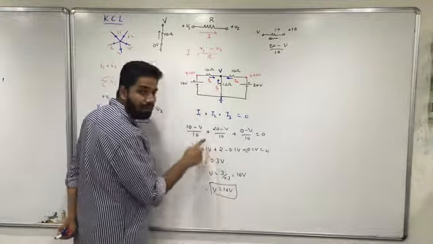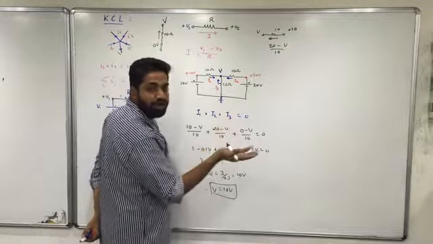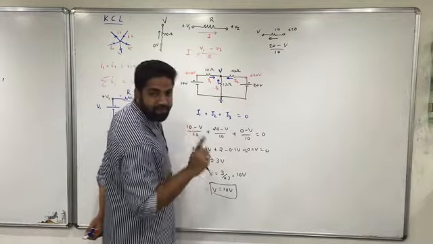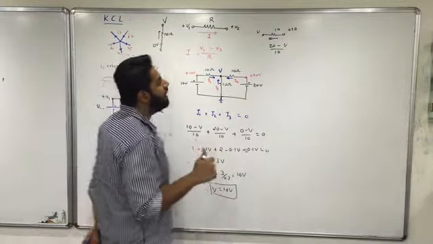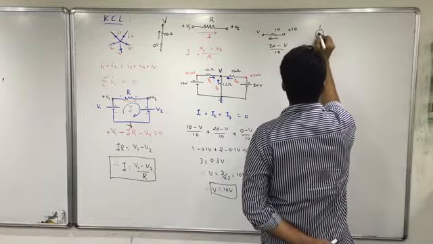When I put this value of V here, and here, I can easily calculate all three currents. That you can definitely do. Is it clear? Any doubt on this? Fine. Now let's deal with another network in which we have something like this.